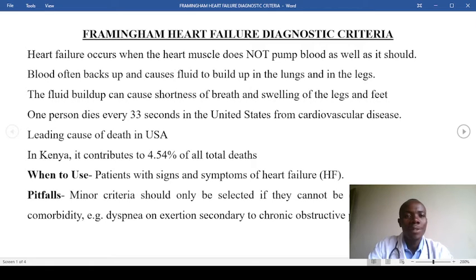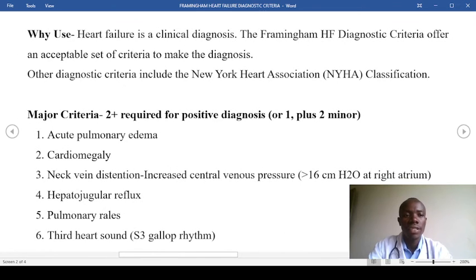So, when are you supposed to use the Framingham heart failure diagnostic criteria? Well, when any patient presents with signs and symptoms of heart failure, it could be left-sided or right-sided heart failure. The concern is that minor criteria should only be selected if they cannot be explained by any other comorbidity. For example, dyspnea on exertion secondary to chronic pulmonary disease. You see, we have to rule out the chronic pulmonary disease first.